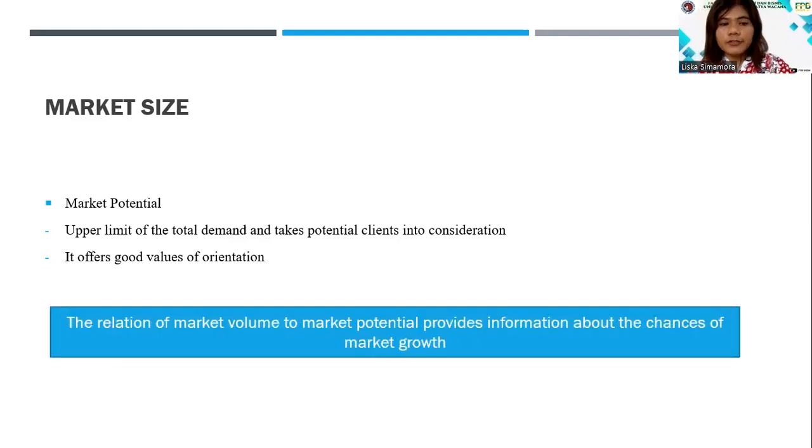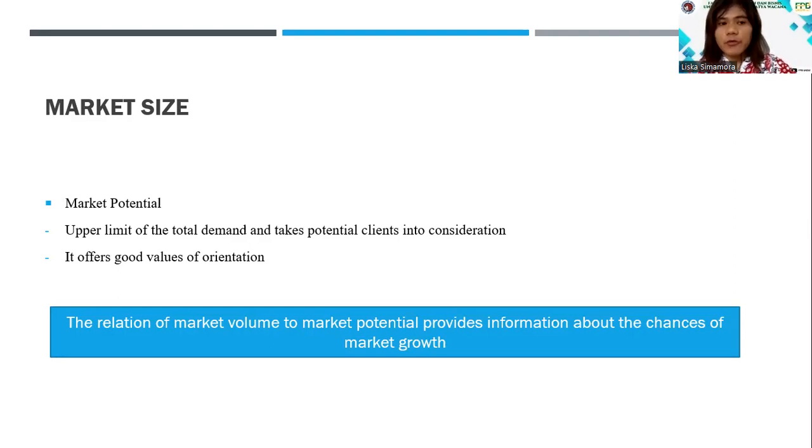The relation of market volume to market potential provides information about the change of market growth. Okay, so market volume and market potential are linked. They have a relation. So the information provided by analyzing market volume and the information provided by analyzing market potential will help us to understand the growth of our product market.